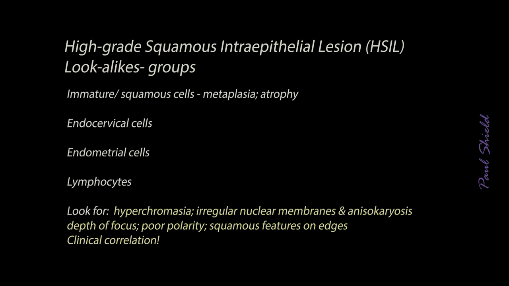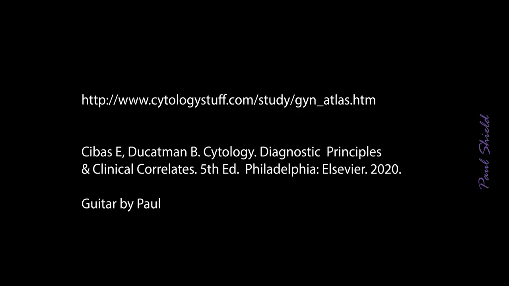So, for example, if it was a postmenopausal patient, then you need to think of the fact that it might be atrophy present. If you're suspecting that it could be endometrial cells, then look for a bloody background, look for a mature background, and look for the last menstrual period being within the last 10 days.